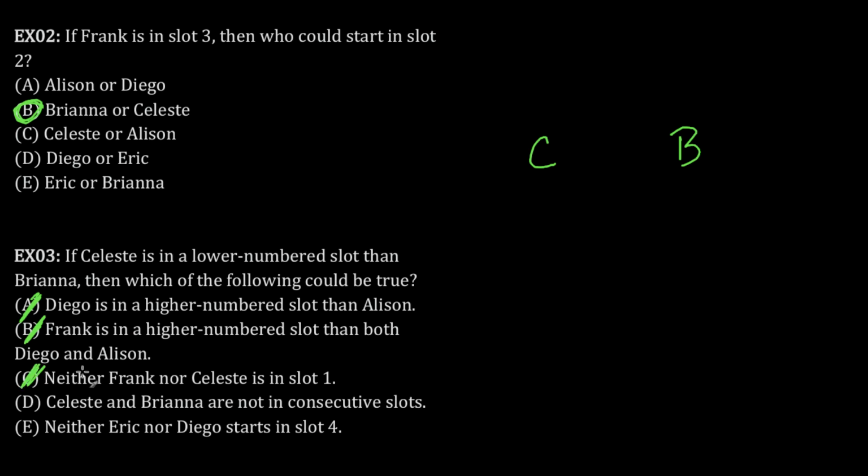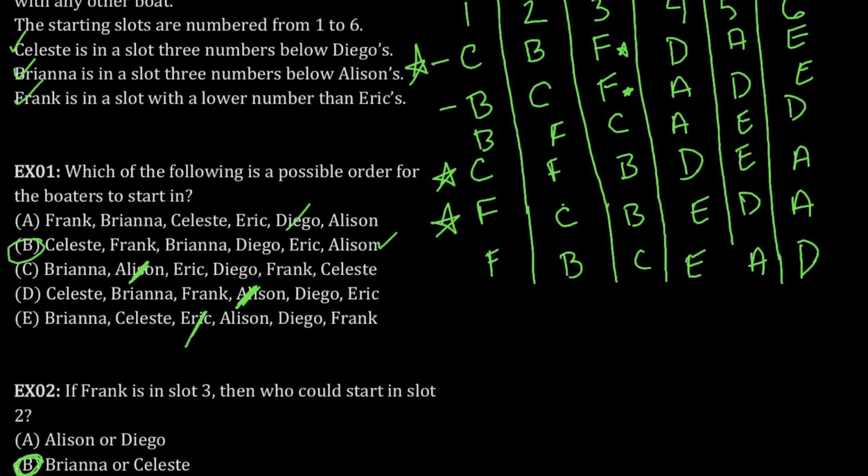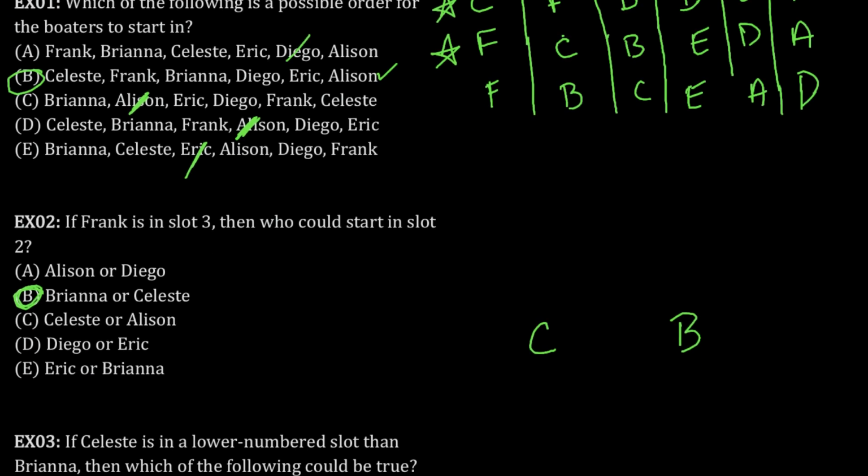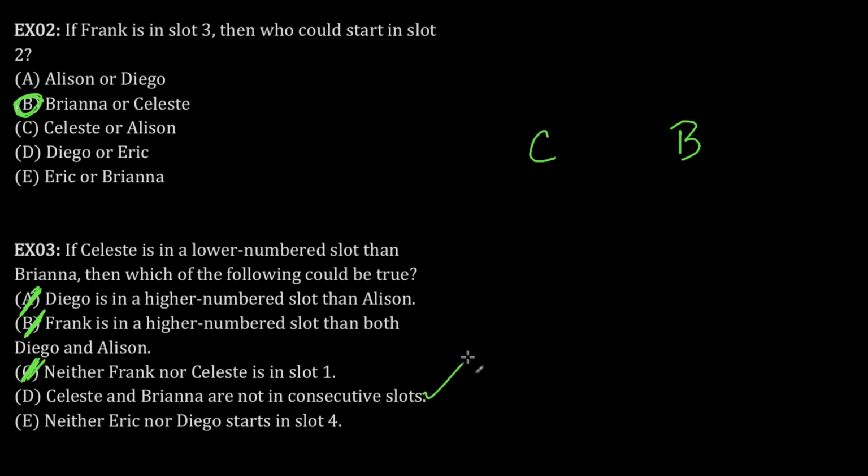That is not true. Celeste and Brianna are not in consecutive slots. This means like back to back. Celeste and Brianna are not consecutive. But Celeste and Brianna are not consecutive here. Frank's in between. So I'm going to put a check on that one.